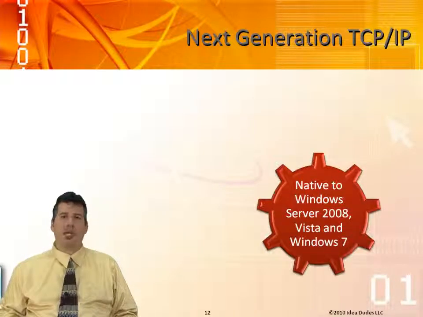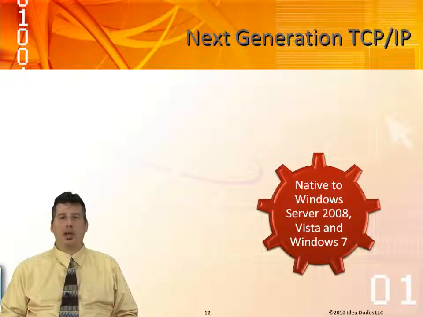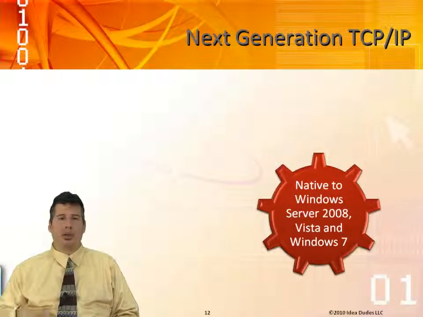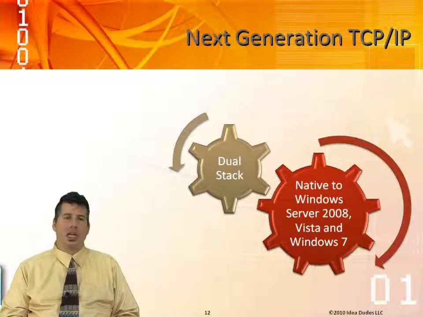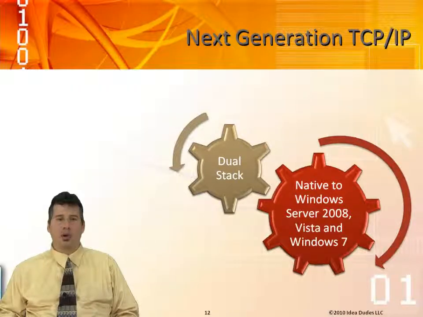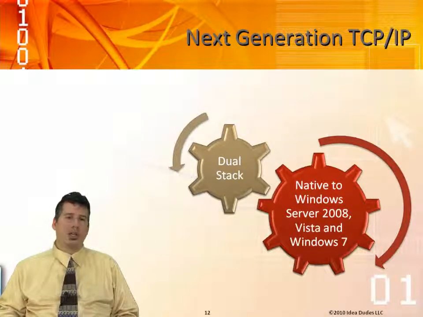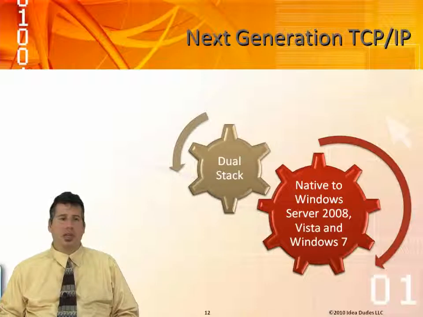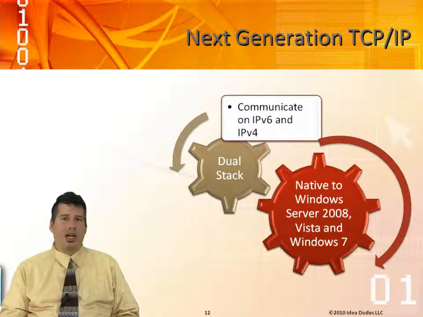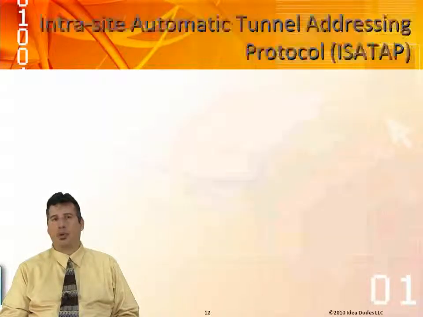So the next generation TCP/IP is native to Windows Server 2008, Vista, and Windows 7. So these are the new kids on the block when we're dealing with IP version 6. It's a dual stack, so we're communicating with both IP version 4 and IP version 6. If it's an IP version 6 address, it's going to use IP version 6. If it's IPv4, it's going to use IPv4. That's the easiest way to think about it. Communicate on IP version 6 and IP version 4.